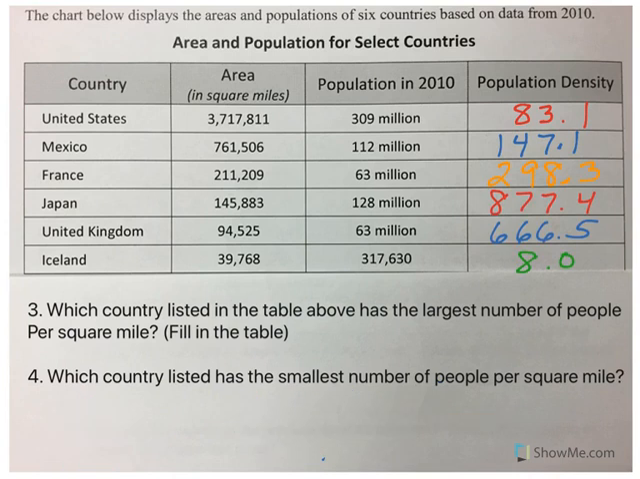Okay, so you went back, you did your division, people divided by square miles, and we can see, hopefully decently clearly, who has the largest number? Well, that would be Japan. 877 people per square mile. That's a lot, right? But notice they don't have a whole lot of space. They're an island.